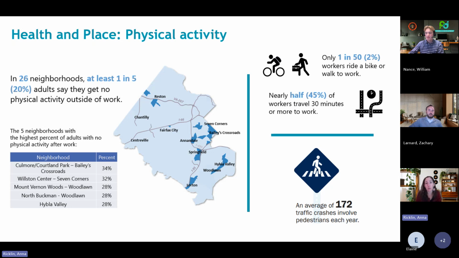And for people who are biking and walking, it's a very dangerous environment. We see an average of 172 traffic crashes involving pedestrians every year. So just to kind of get a picture of what's happening in the different factors related to physical activity.